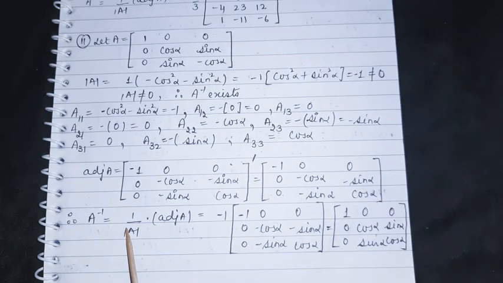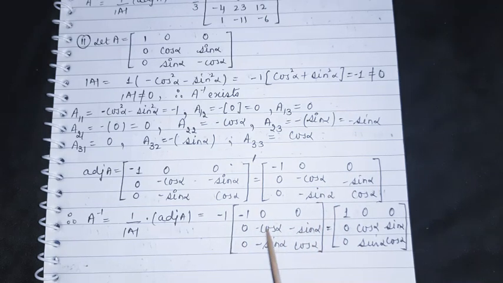Now we will apply the formula that A inverse is nothing but adjoint A upon determinant of A. Determinant of A was minus 1. So let's substitute minus 1. And adjoint A, it's written here only. So we have only copied it from here. Now minus 1, we are multiplying our matrix with minus 1.